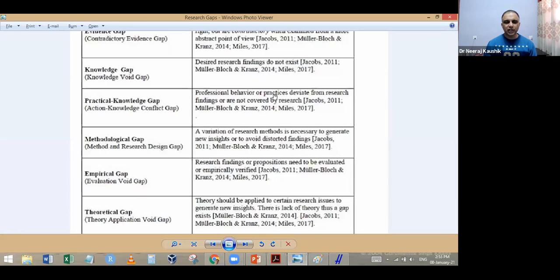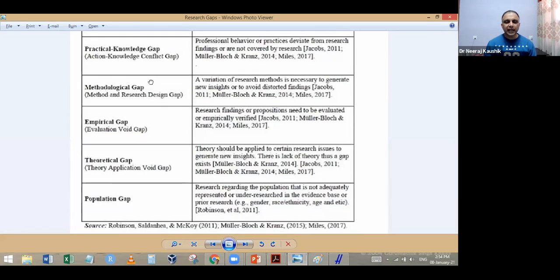That means the professionals or the practices deviate from the research findings, and this is not covered in the research. Means something else, books are not updated, perhaps something else is also there. Next is the methodological gap. Methodological gap means research methods necessary to generate.